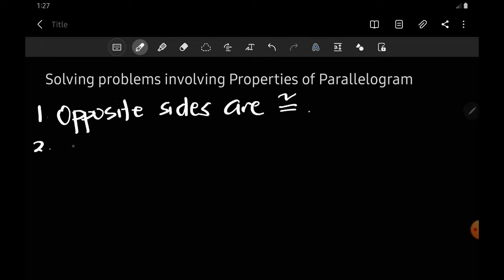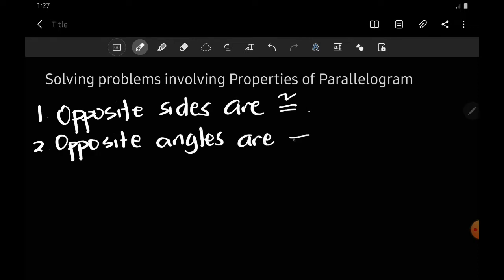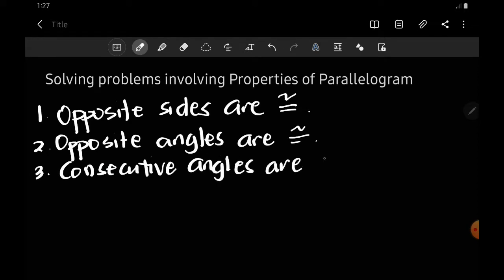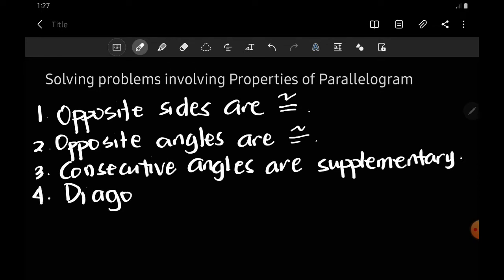And then the second one is opposite angles are congruent. The third property is consecutive angles are supplementary. The fourth one is diagonals bisect each other.